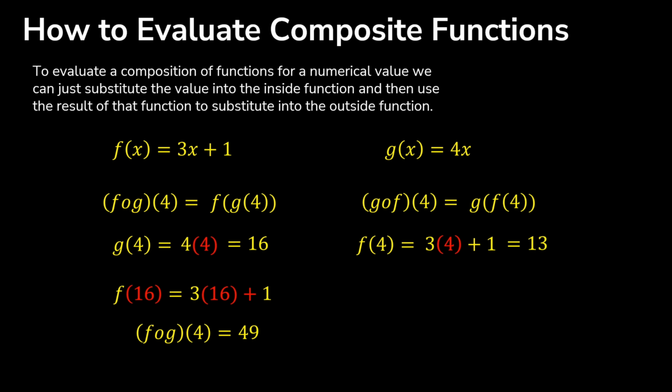Then use the result to substitute it inside g of x. So g of 13 is 4 times 13, which means that g of f of 4 equals 52. So this is how to evaluate the composite function for numerical values.